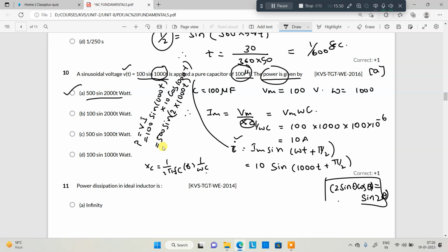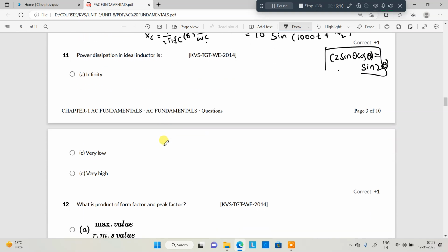So all of you clear about the solution for question number 10? You are using the trigonometry formula. Here 100 into 10 is 1000, but I want 2. That's why it is converted into 500 into 2. That 2, I am using this formula. Then there is no 2 here. So that is converted into here. Okay. Next, question number 11.